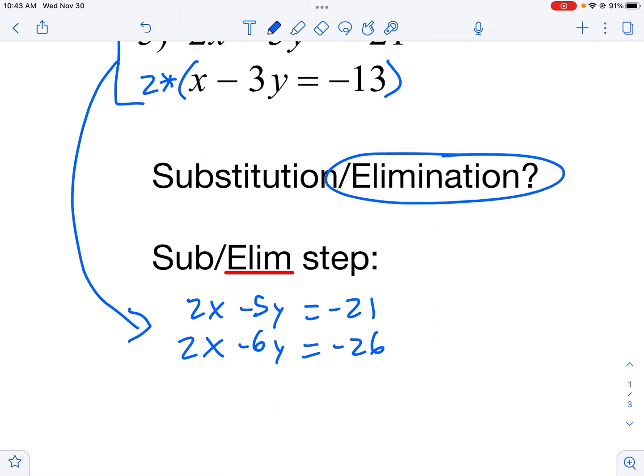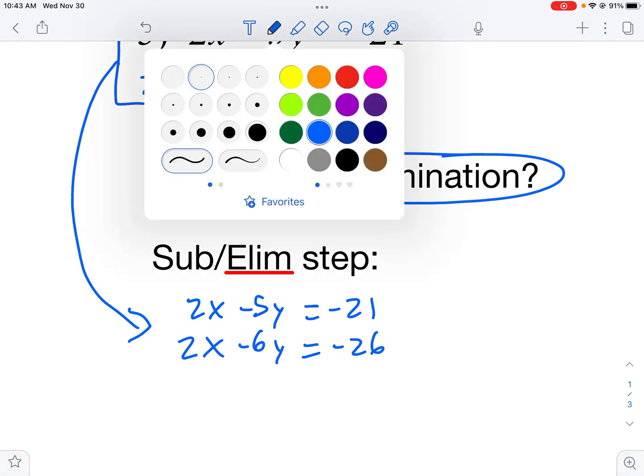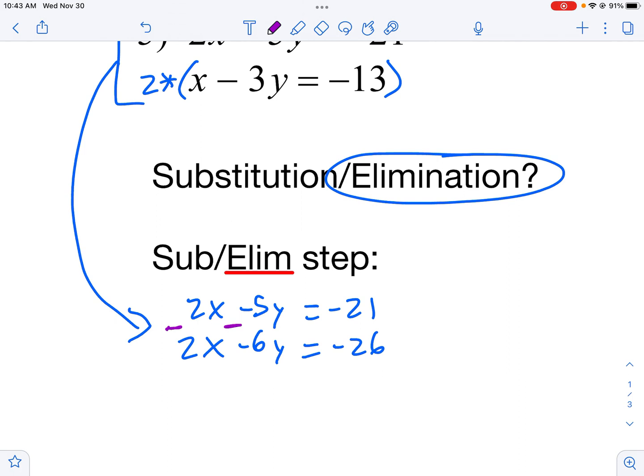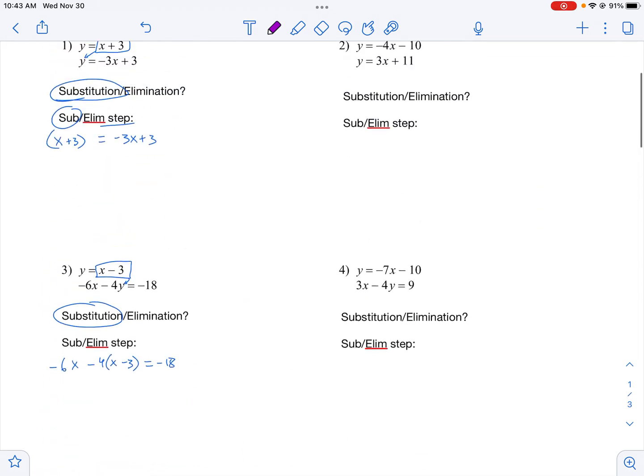So now that I've done that, I have my equations lined up here. I can eliminate by subtracting these. So I'm going to put subtract, subtract, subtract. Actually, let me do a different color so you can see a little bit better. Subtract, subtract, subtract. 2x minus 2x is 0x. Hooray. And I got negative 5y minus negative 6y is 1y. And then on the right side there, negative 21 minus negative 26 is positive 5. So there we go. I did my elimination step on that.